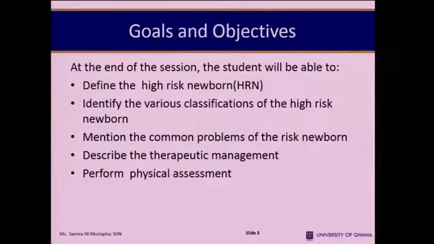The goal for this session, or our objectives, is that at the end of this session, each one of you students will be able to define the high-risk newborn, identify various classifications of the high-risk newborn, mention common problems of the high-risk newborn, describe the therapeutic management, and perform a physical assessment.